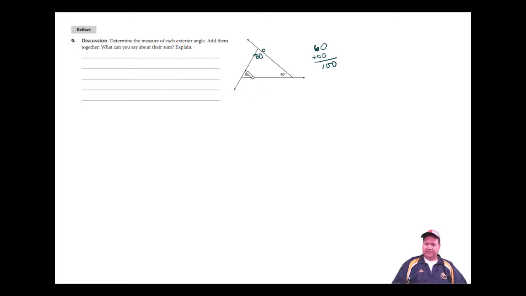Now, I know that the exterior angles all make straight angles with their interior partner. So if this little guy inside the triangle is 60, this one out here has to be 120 because 60 plus 120 is 180. And if this one here is 40, this here has to be 140 because 140 and 40 make 180. And this one over here has to be 100 to add up to be supplementary with this angle here.